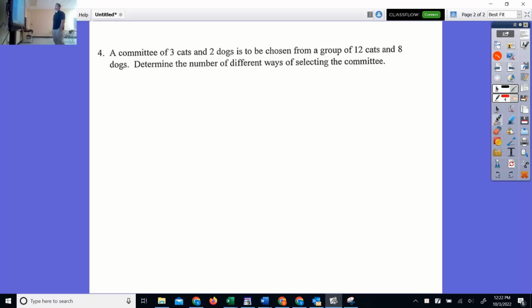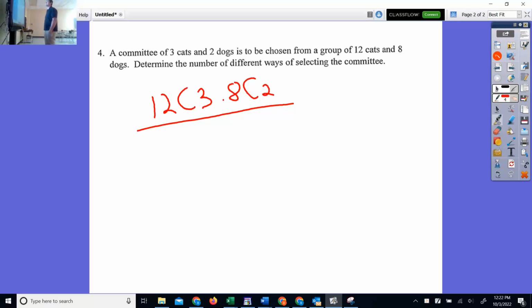A committee of 3 cats and 2 dogs is to be chosen from a group of 12 cats and 8 dogs. Determine the number of different ways of selecting the committee. You're going to do something called choosing. You're going to choose 3 cats from 12. 12 cats, you're going to choose 3. You're going to multiply that by 2 dogs of 8. 8 dogs, choose 2.